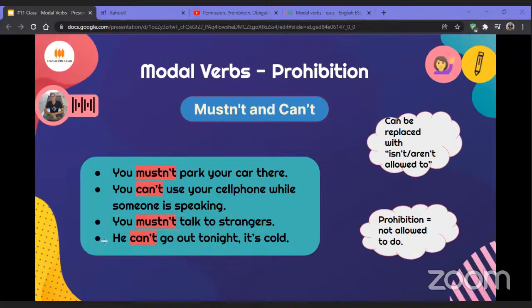And Luciana, the last one, but with a little disclaimer. You will do that with can't and also with isn't allowed to. Okay, both of them. All right. He can't go out tonight. It's cool. He isn't allowed to go out tonight. It's cool. Very good. I like the pronunciation. Very good. No disclaimers. Well, cold. Remember that D? It's a long D. Cold. It's cold.